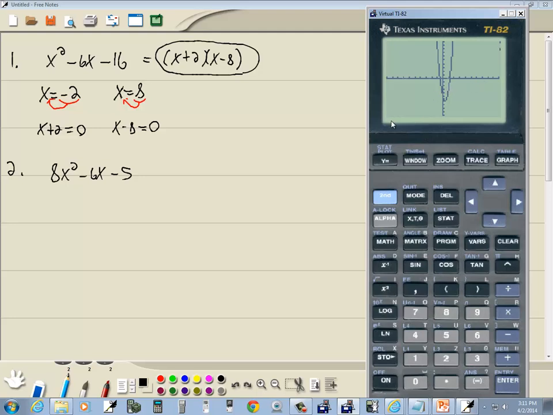It'll come up and ask us for first curve eventually. There it goes. Press enter on first curve. When it says second curve, we press enter. For our guess, we're going to left arrow and move our flashing cursor over close to the one we're trying to find. And then press enter. And we get -0.5.